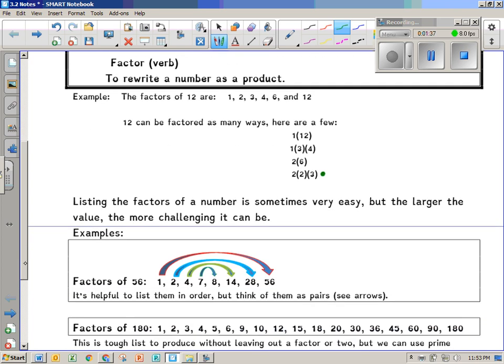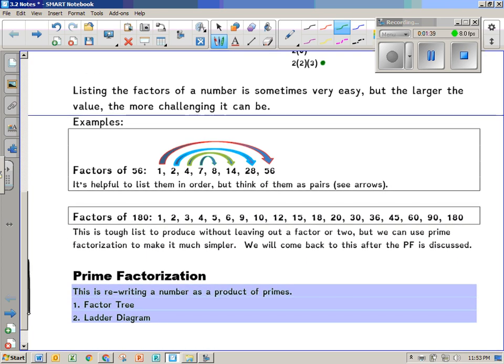Well, you'll be asked to list the factors of a number. And sometimes it's not too tough if it's small, but the bigger it gets, the bigger the problem it becomes. So even a number like 56, it's easy for students just to think of their multiplication facts and leave things out. So when I ask you to write the factors, I will ask you to list them in order. But I don't think of them that way. When I'm writing the list, I write 1 at the same time that I put 56.